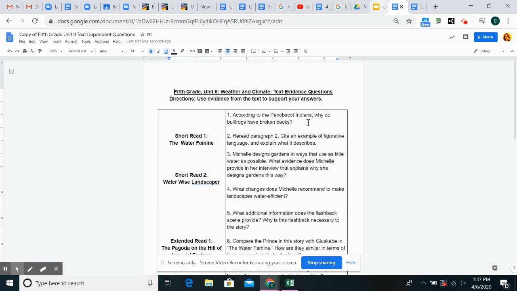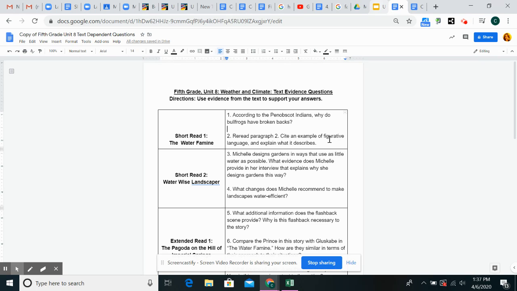That means they want you to go back into the text and actually type in a quote from the text, okay? Finding text evidence is a really important standard in 5th grade. So this question says, according to the Penobscot Indians, why do bullfrogs have broken backs? The second question is reread paragraph 2, cite an example of figurative language, and explain what it describes.